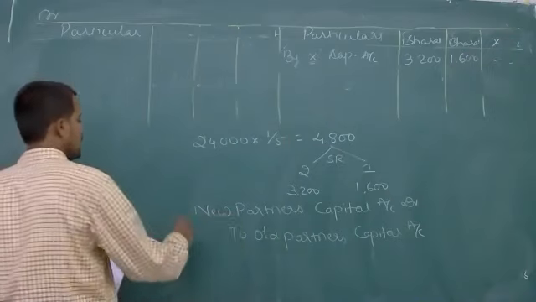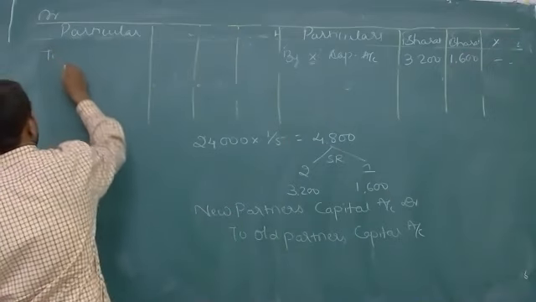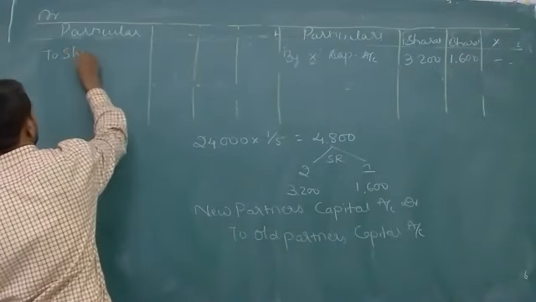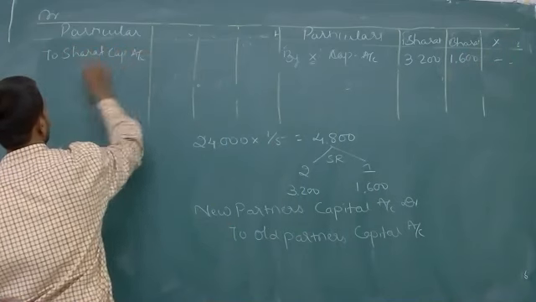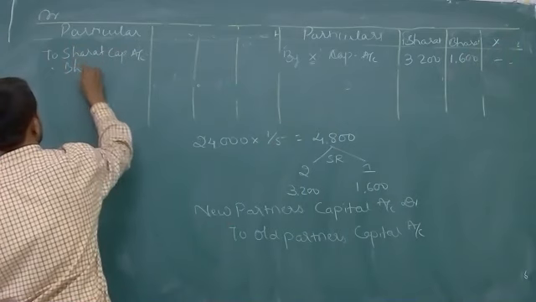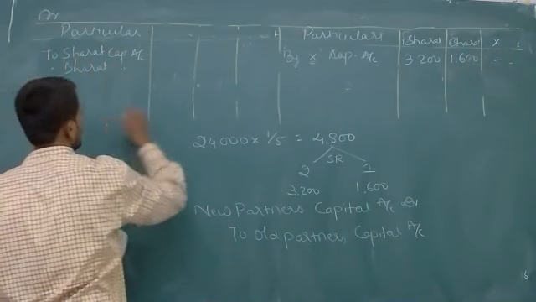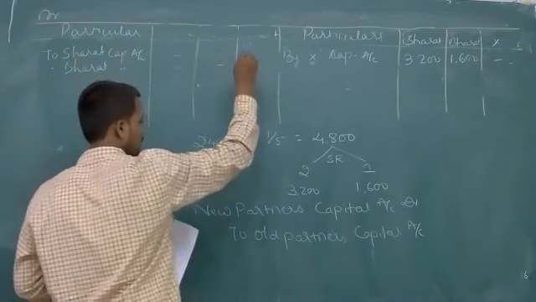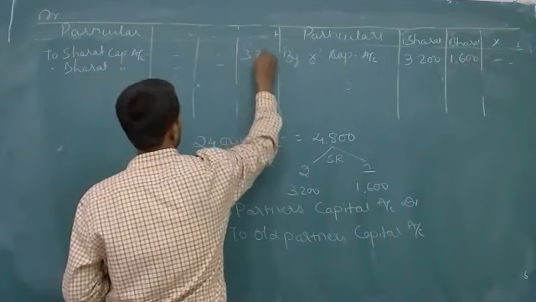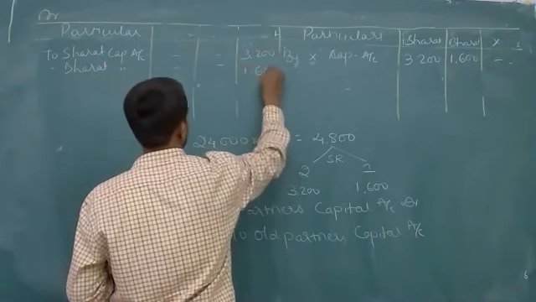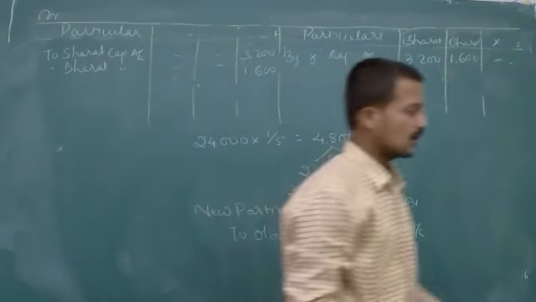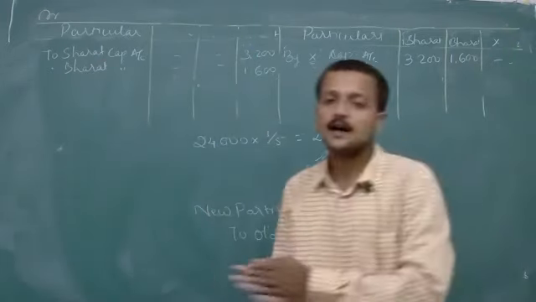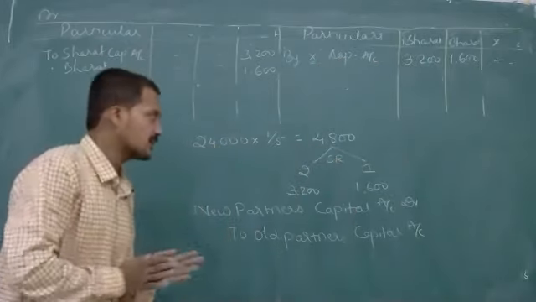And now here it will be to Sharat's capital account, and next to Bharat's capital account, but the amount should be written in the new partner's column, that is 3,200 and 1,600. So this is how you need to account for goodwill as per AS 26.